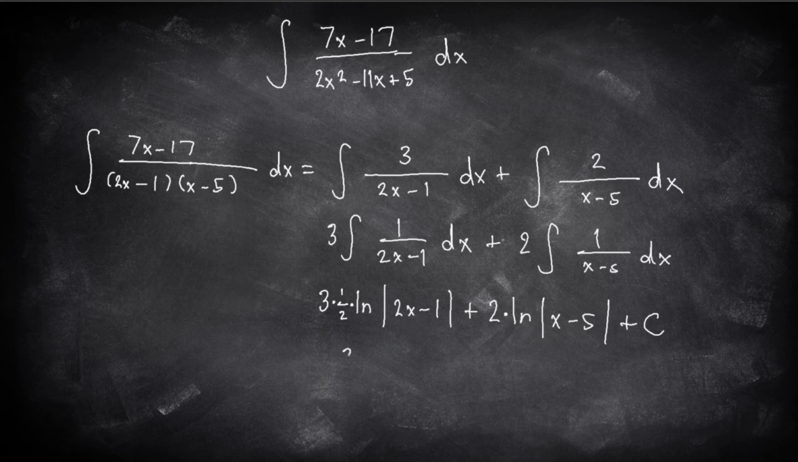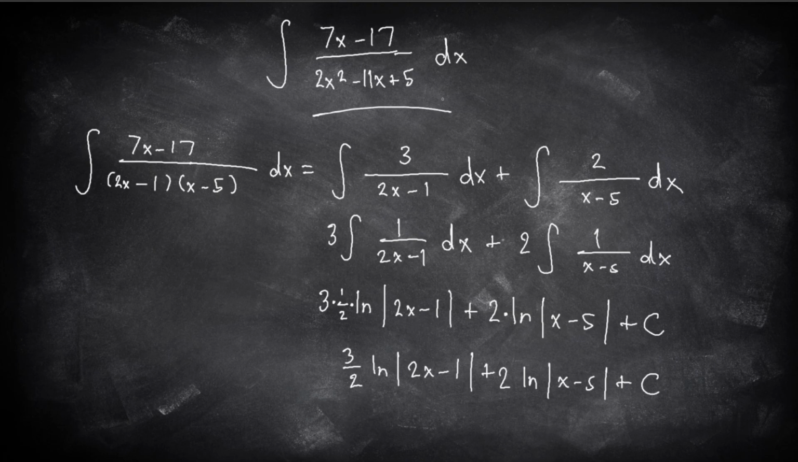And if you want to simplify it, that's 3 over 2 natural log of 2x minus 1 plus 2 natural log of x minus 5, with those absolute values. And that is your answer for the integral of 7x minus 17 divided by 2x squared minus 11x plus 5.